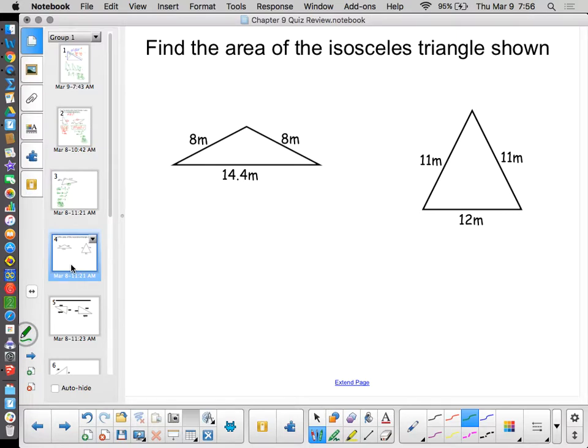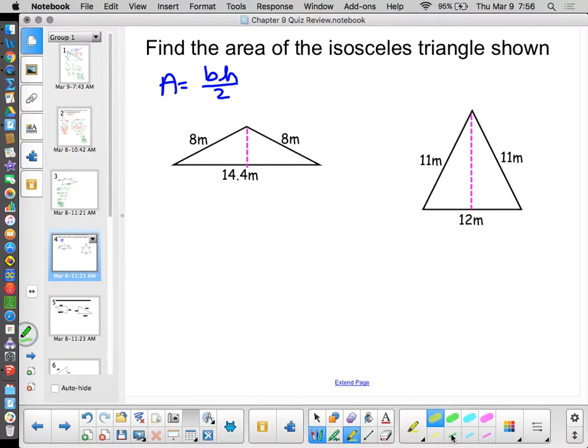Find the area of the isosceles triangle. Some people got a little stumped on these. It's a little different. But again, if it's an isosceles triangle, how do we find the area of a triangle? Area is base times height divided by 2, and the height is the altitude of the triangle. Now, I don't know the heights of these triangles, but because they're isosceles, I can find them pretty easily.